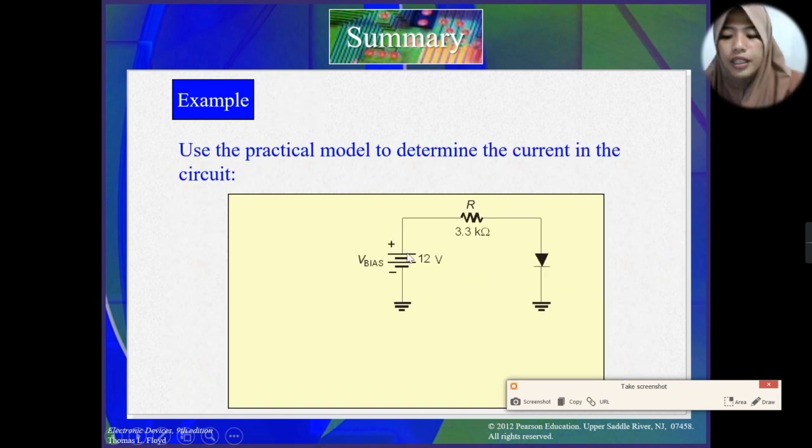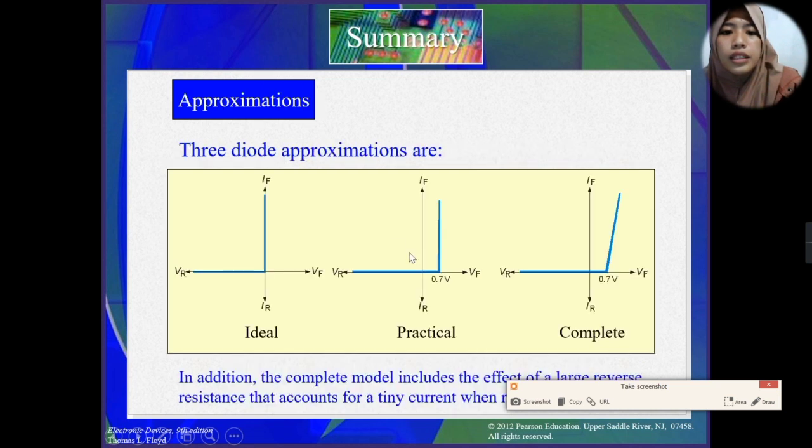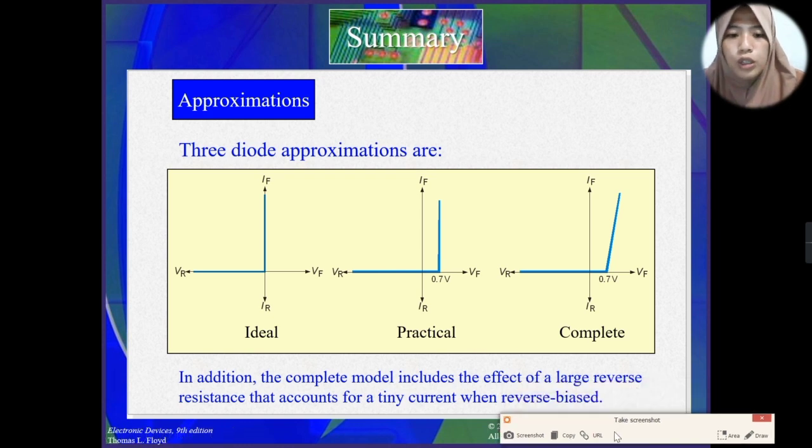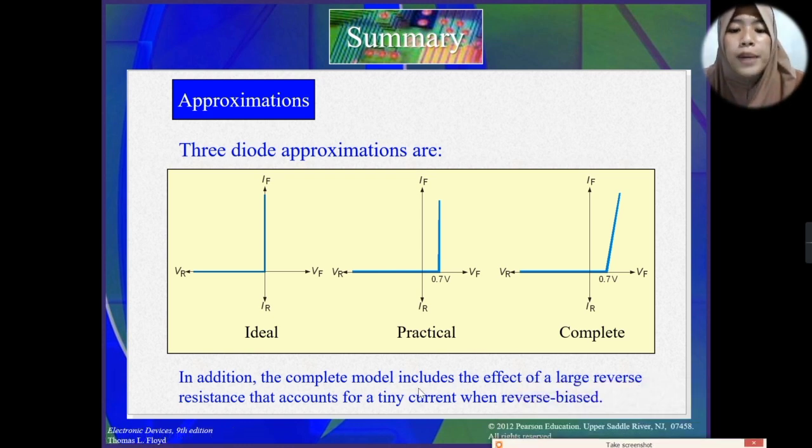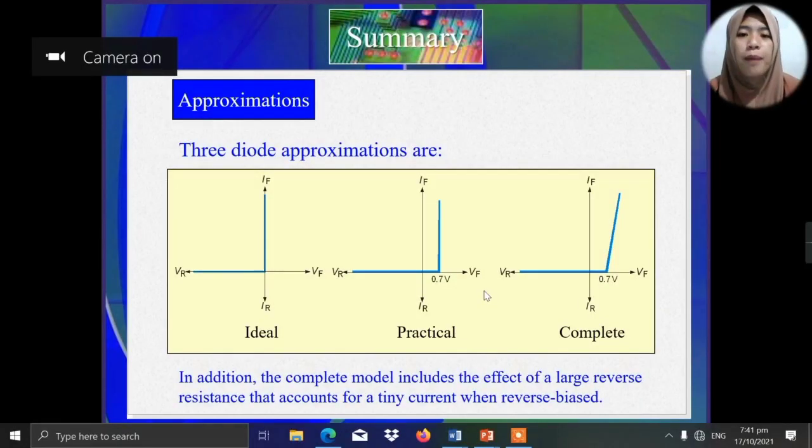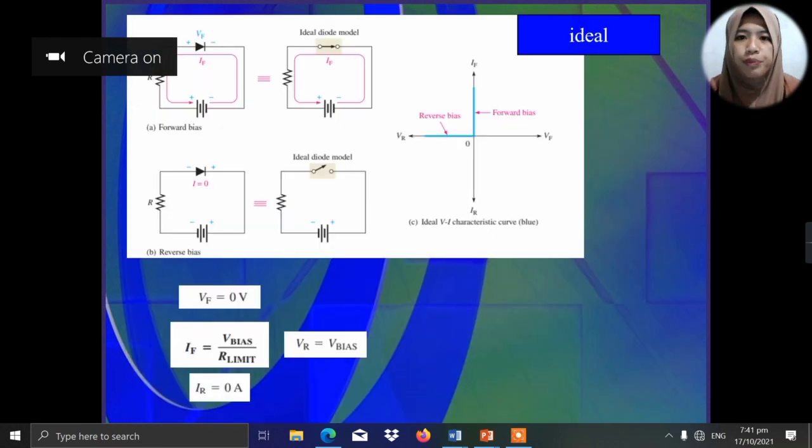So, again, this is the three diode approximation, the ideal, the practical, the complete. In addition, the complete model includes the effect of a large reverse resistance that accounts for a tiny current when reverse biased. Again, ito yung three diode approximation natin, the ideal, practical, at saka complete. So, let's have this ideal muna.